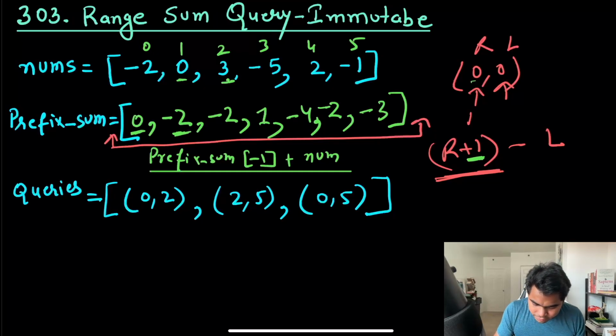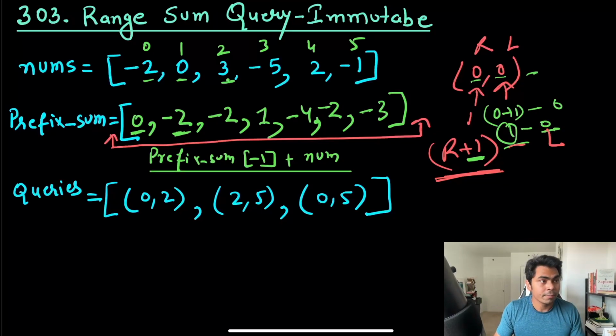So if I was asking from 0 to 0 and I had to make it inclusive, that is why this will return -2. So this will be 0 plus 1 minus 0, which will be 1 minus 0. These are the indexes I'm talking about. So 1 minus 0 would be -2, which is correct.